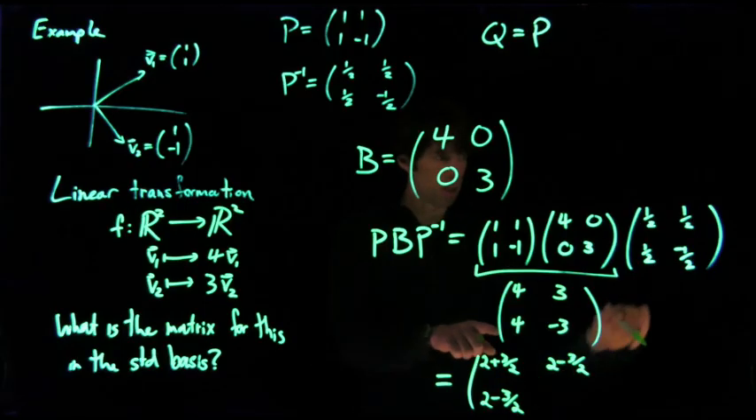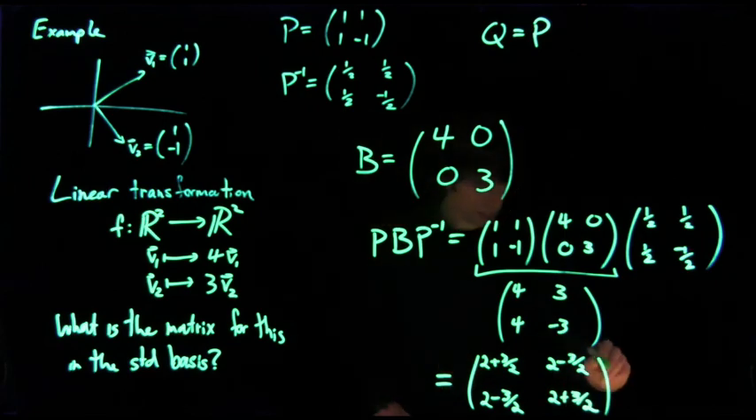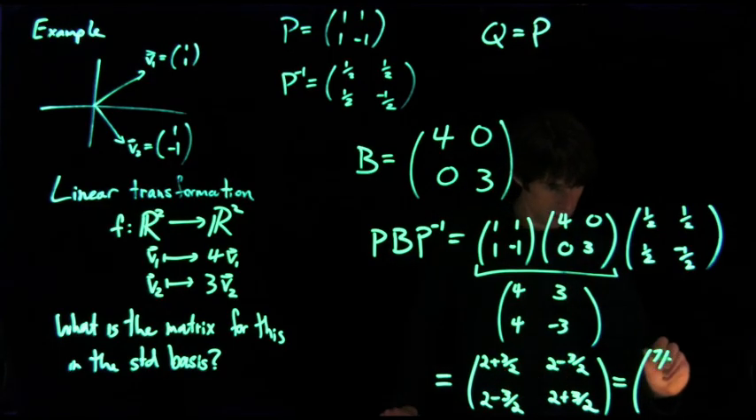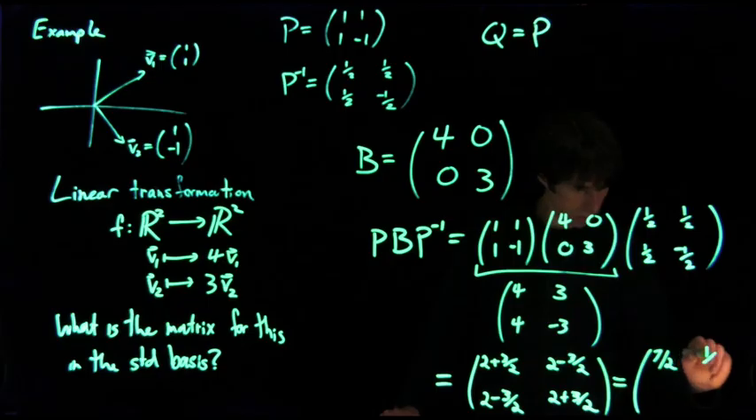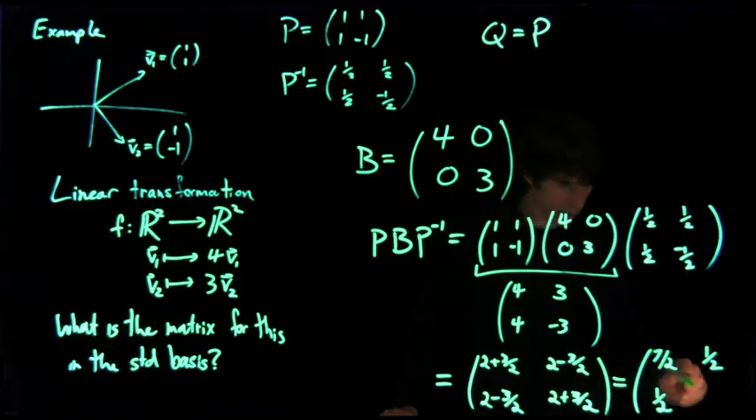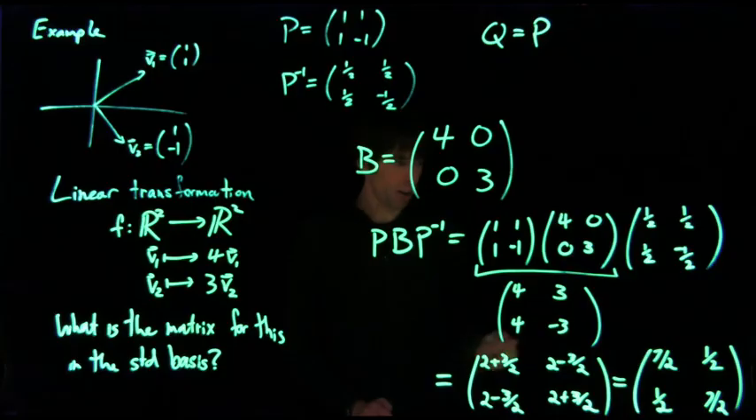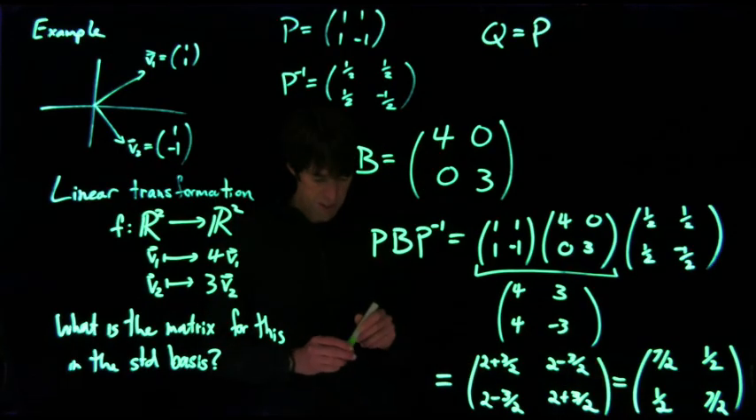And the final corner is 2 plus 3 halves. OK, and we can get a common denominator on these and write this as 7 halves, and then 2 minus 3/2 is 1/2. And 2 plus 3/2 is 7/2 again. Okay, so this is the representation of this linear transformation in this standard basis.